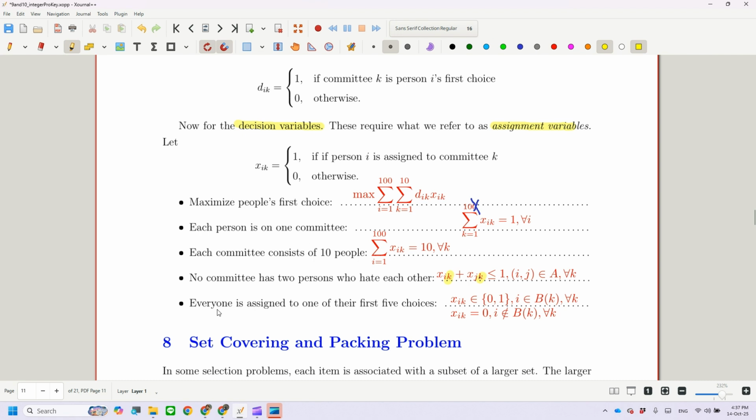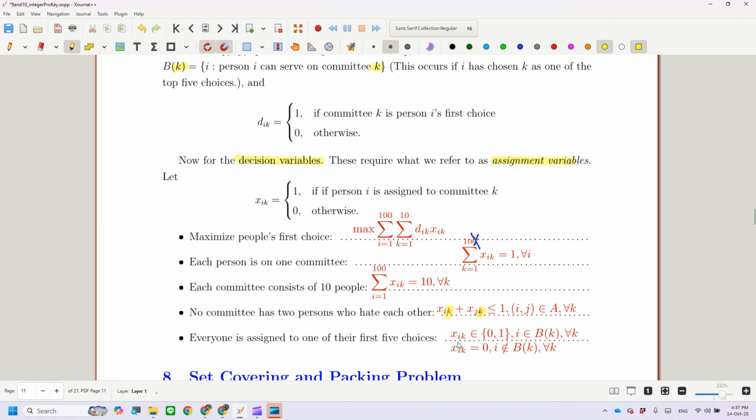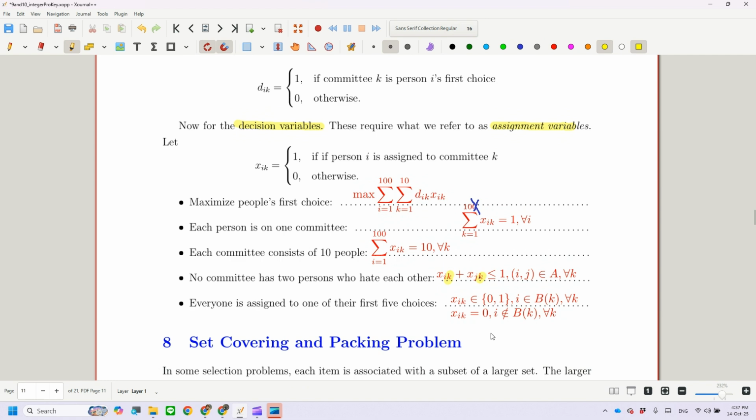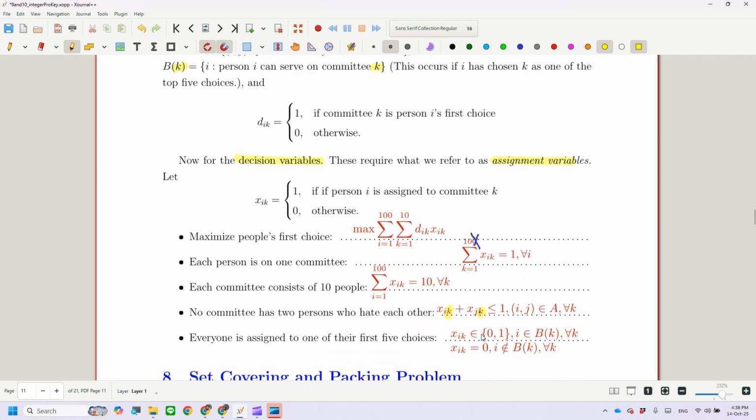And then also everyone is assigned to one of their first five choices. So for person I in the set B_K, x_ik is either 0 or 1. But if person I is not in the set B_K, then x_ik is 0. Okay, so this is an assignment problem.